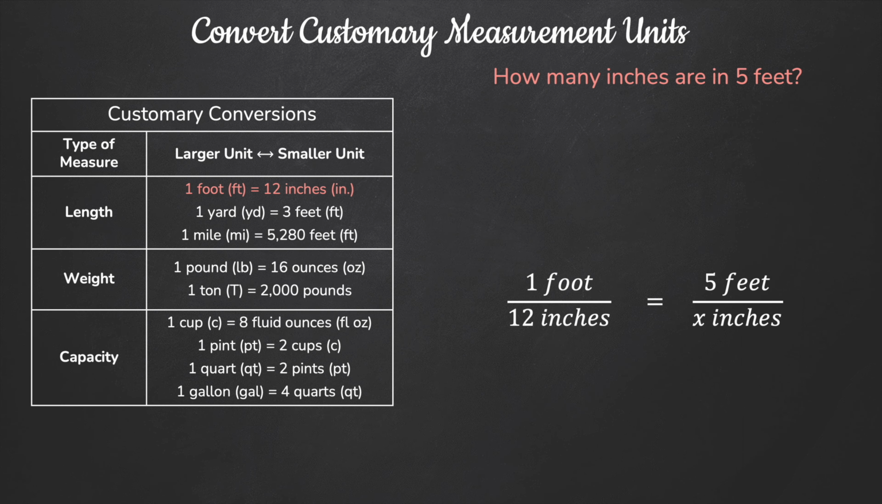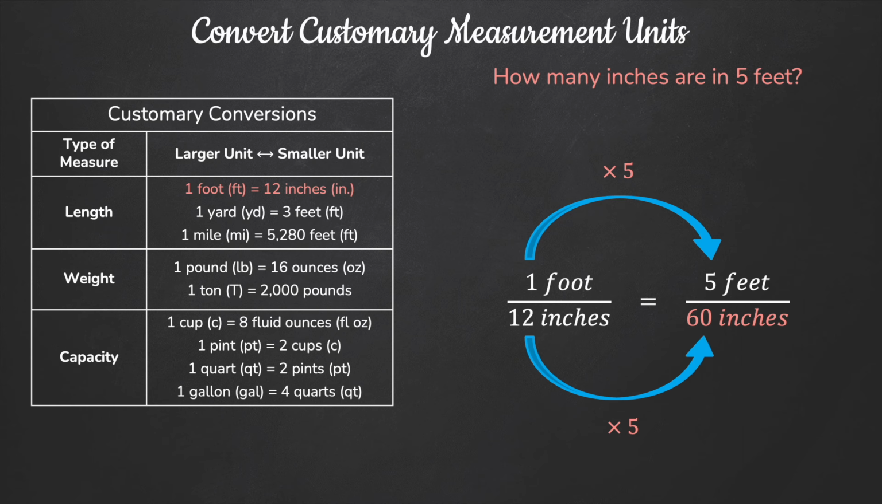Notice that I put 5 feet on top because the other numerator is also talking about feet, and I put inches on the bottom because the other denominator is talking about inches. Now we're going to look at the numerators because the numerators have 2 numbers. And we ask ourselves, what do I need to multiply 1 by to get 5? 1 times 5 is equal to 5. So whatever we do to the numerator, we also have to do to the denominator to maintain an equivalent ratio. So 12 times 5 is equal to 60. That means that there are 60 inches in 5 feet.